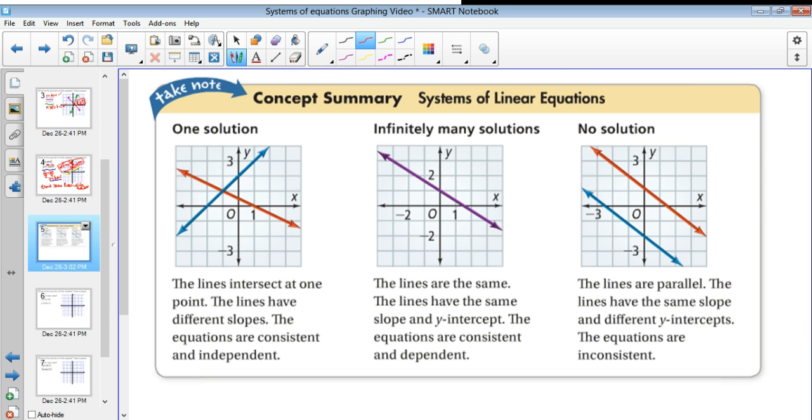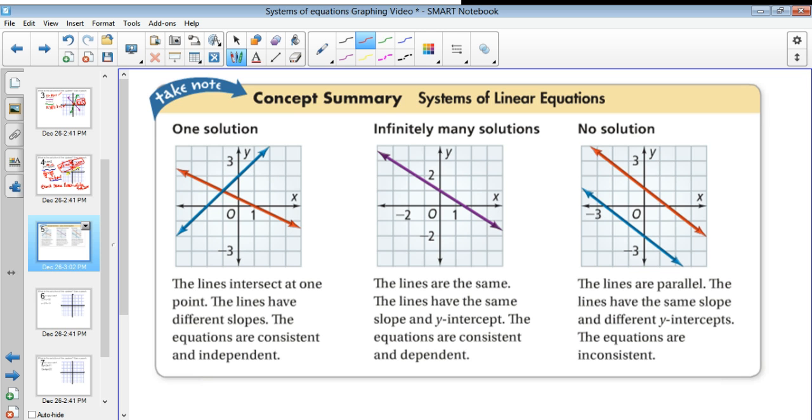With one solution, that means that they're going to intersect at one point. They have to have different slopes and different, well, they don't have to have different y-intercepts, but they have to have different slopes. The equations are consistent and independent. We're going to have infinitely many solutions, as we said, if we have the exact same line, meaning the same slope and the same y-intercept.